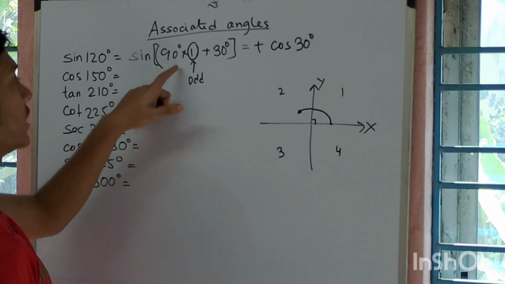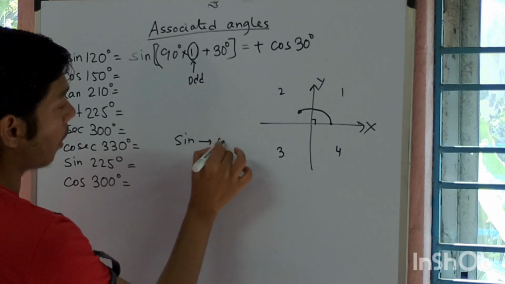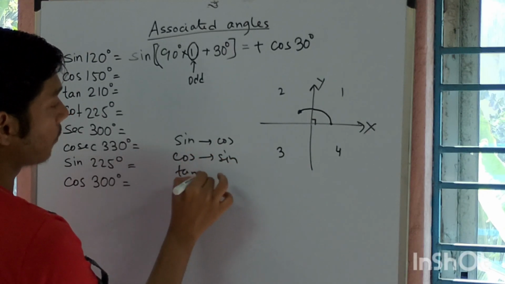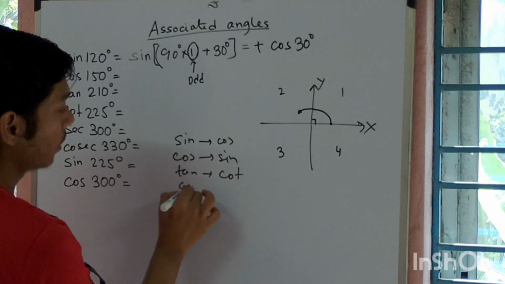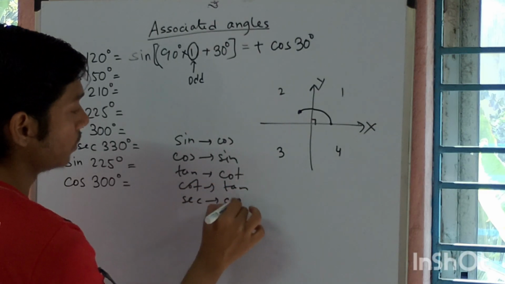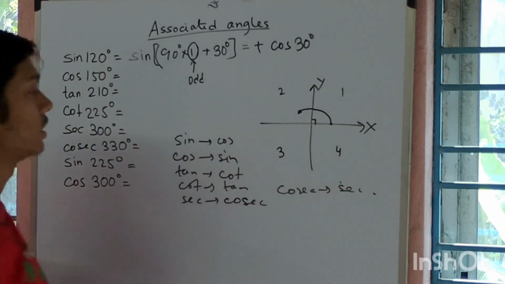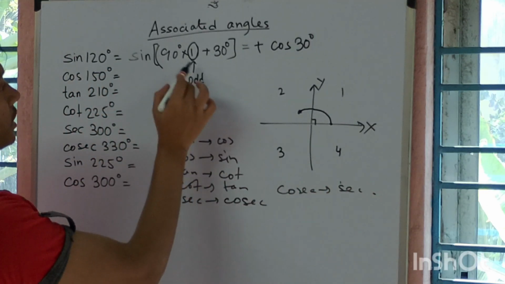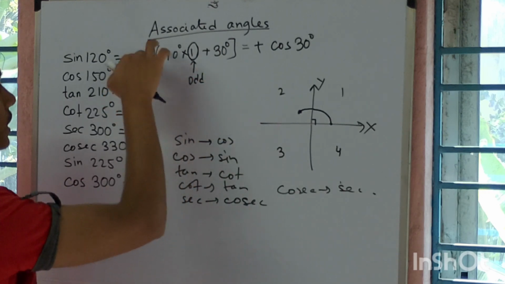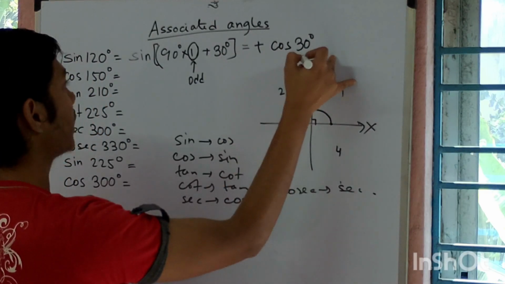If 90 degree is multiplied with some odd value, then sine will be transformed into cos, cos will be transformed into sine, tan will be transformed into cot, cot will be transformed into tan. Okay, sec will be transformed into cosec, and cosec will be transformed into sec. Just note down this one. If 90 degree is multiplied with an odd integer, then the function will change in this manner. So it will be cos of 30 degree.